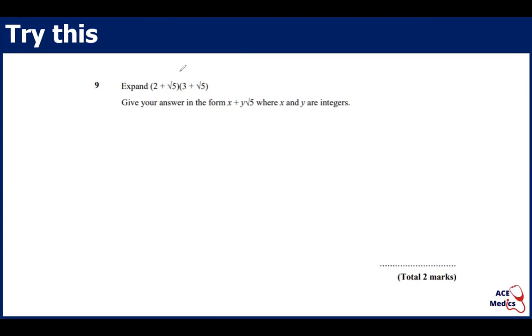So, did you mean 11, Hilal? I think you did, but almost. So 2 times 3 is 6. That's our firsties. Outies, 2 times root 5. Innies, 3 times root 5. Lasties, root 5 times root 5 is 5. So 6 plus 5 is 11.